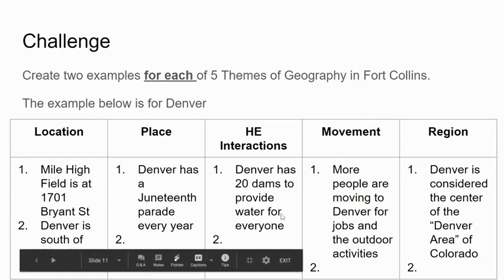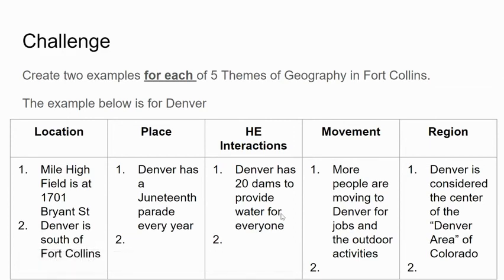Movement. Why are people moving to Denver? And region, when we talk about regions in Colorado, Denver is, well, it's kind of a weird one for me to use, but Denver is the center of the Denver area. We have northern Colorado, we have southern Colorado, we have the western slope. Those are different vernacular ways of talking about parts of Colorado. For Denver, they are part of the Denver area or the Denver region.